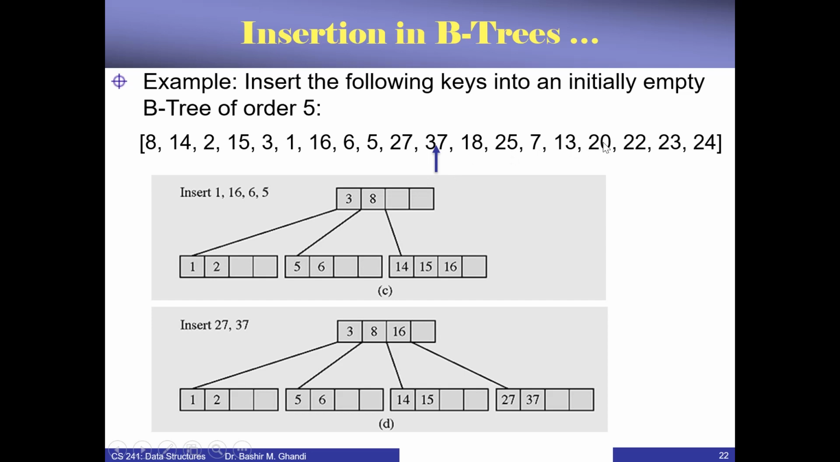20 is the one that will create a problem actually, because 20 is going to try to fit here, but this node is already full. If you recall, we had 18, 25, 27, and 37. So if you try to put 20, the node will overflow. The question is, which one is the middle? The middle is going to be 25. On the left of it, we will have 18 and 20. Okay. Then the 25 will try to move and join the parent. And on the right, we're going to have 27, 37.